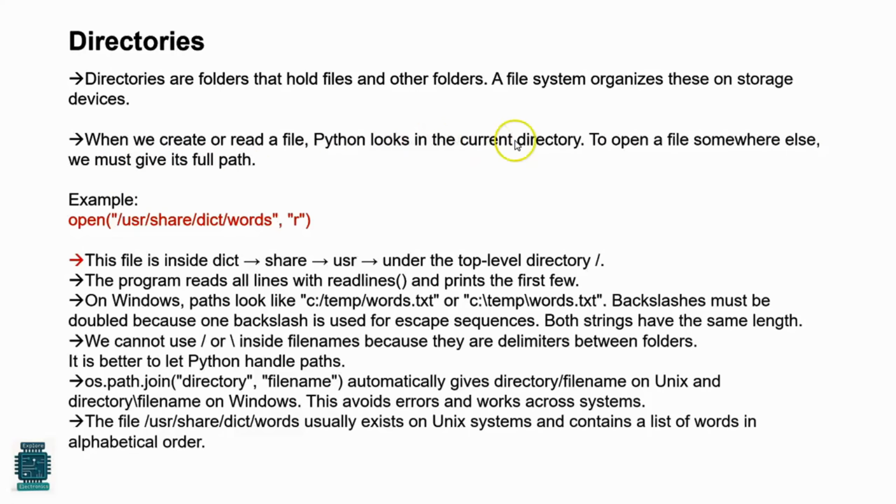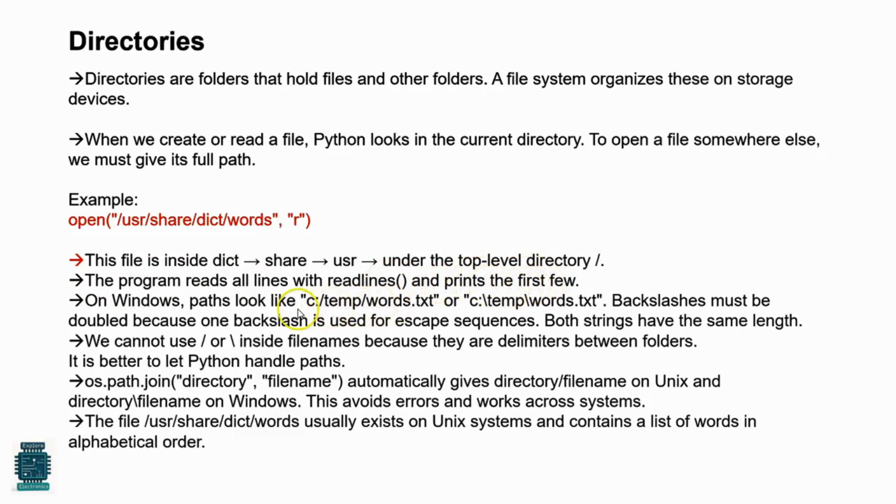It will check in the current directory. If it is not there in the current directory, we have to specify the full path. For example, open /usr/share/dict/words. I am opening this with r to read the file. Clear? r means read the file. This file is inside the dict directory, inside share, under the user top level directory. Here, the program reads all lines with readlines and prints the first few.